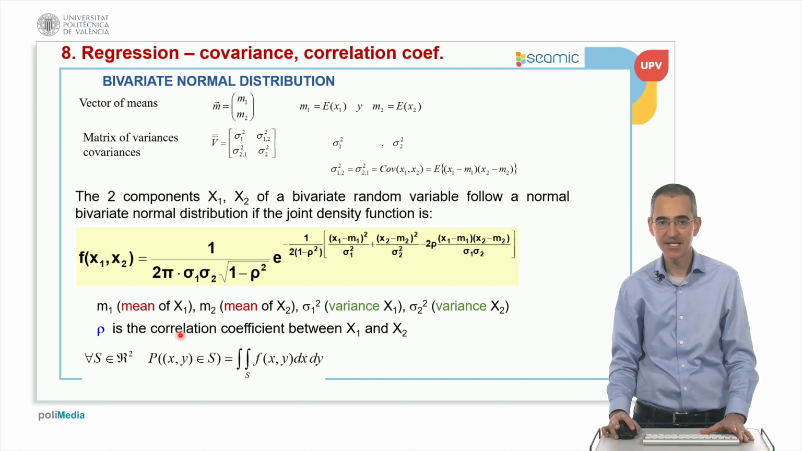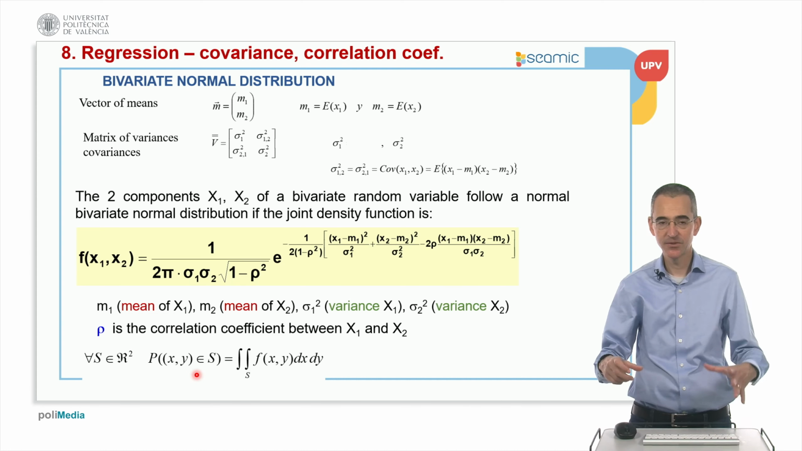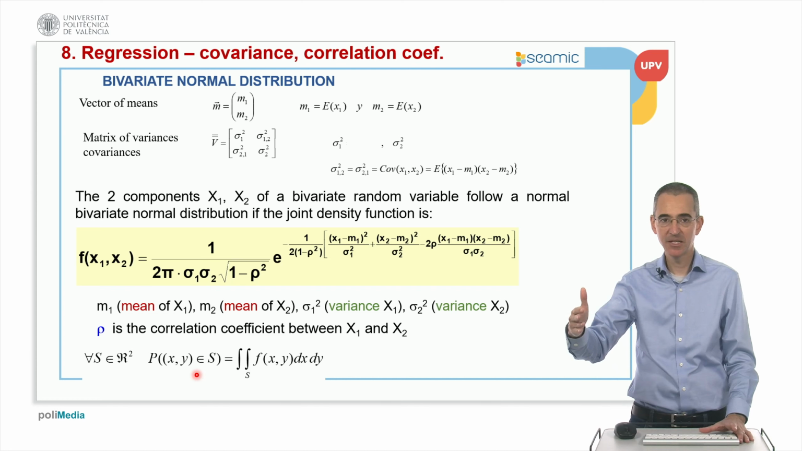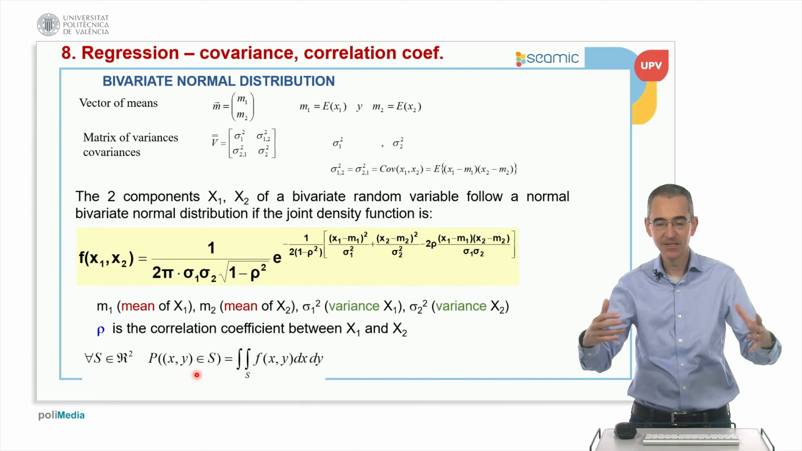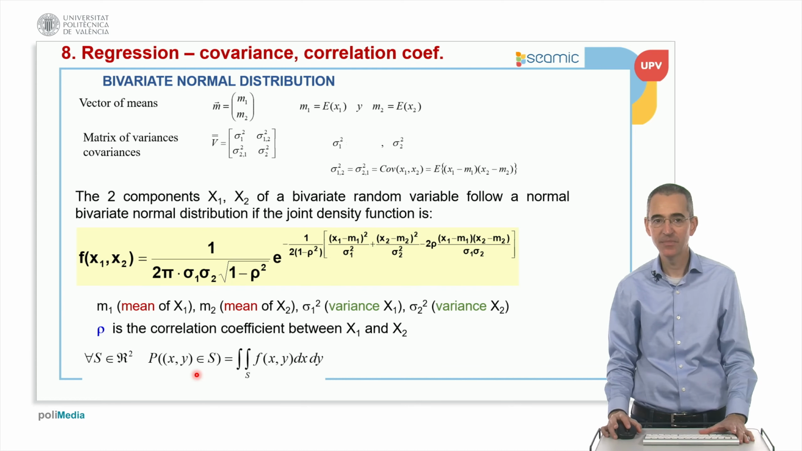But the advantage is that based on this density function, we can integrate, we can solve the double integration and make calculations of probability. You know that there is no primitive of this function, but using numerical methods, we can program an algorithm able to make this kind of calculation.